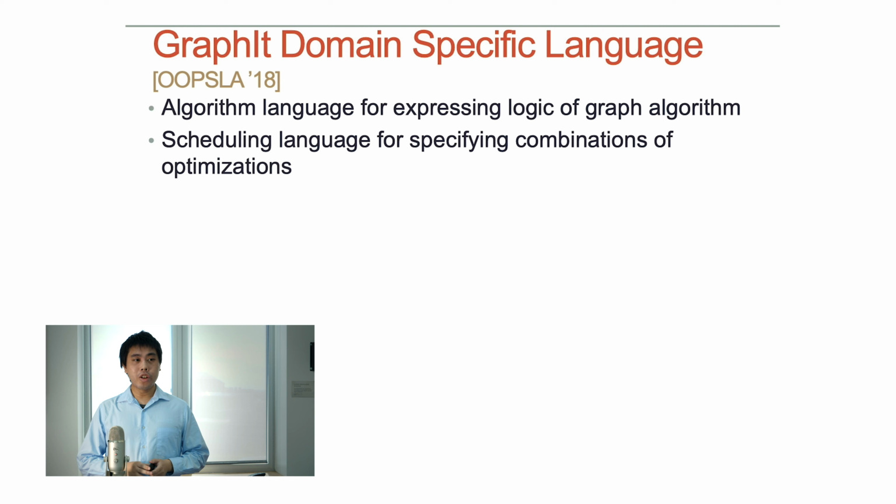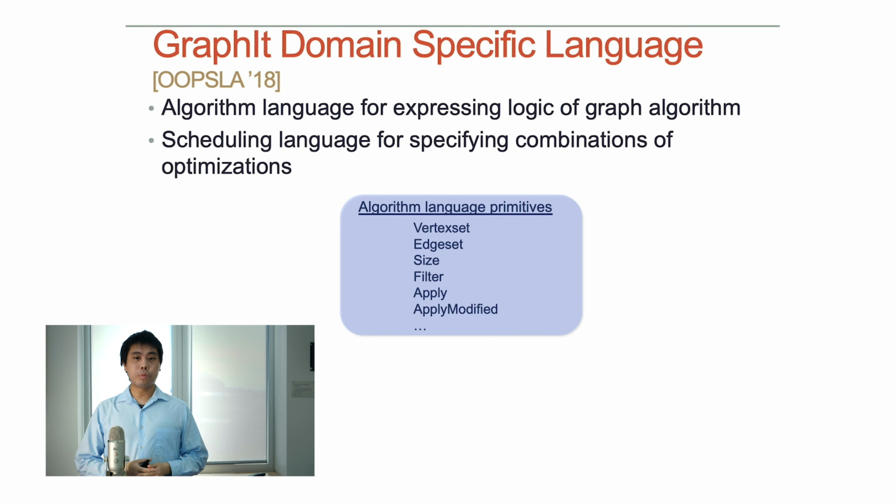I also want to talk about the Graphit domain-specific language for graph processing that I've developed. Graphit contains an algorithm language to enable the programmer to specify the logic of a graph algorithm, as well as a scheduling language to allow the programmer to specify different combinations of optimizations to the algorithm. The algorithm language contains primitives for representing subsets of vertices or subsets of edges in the graph, as well as operators to apply computations over these subsets of vertices and edges.